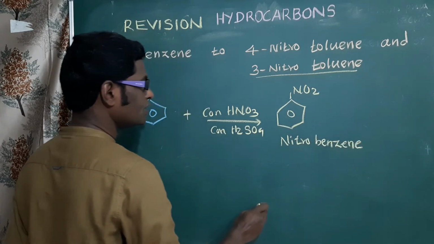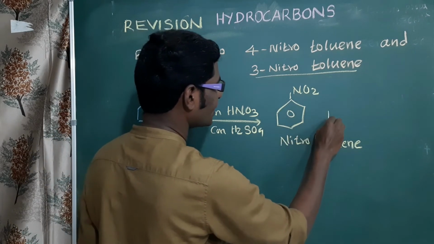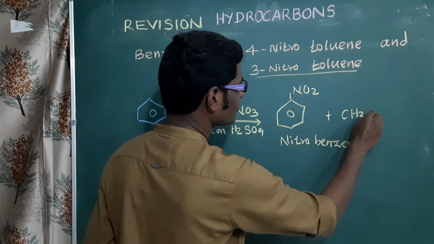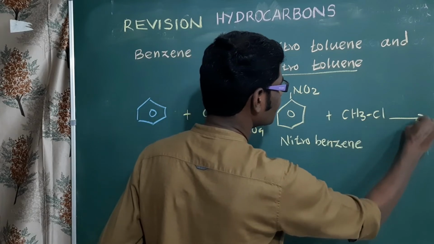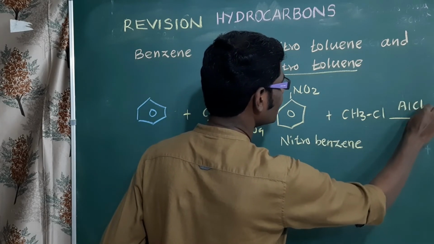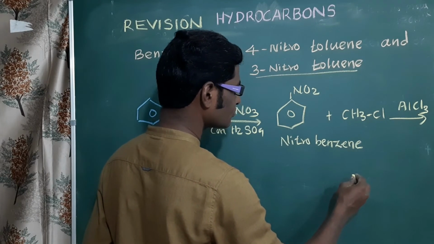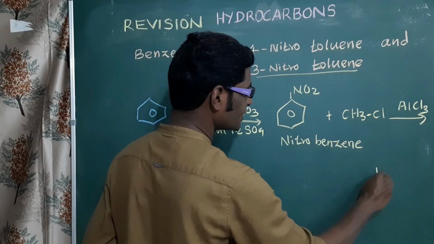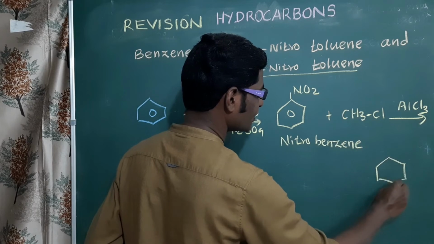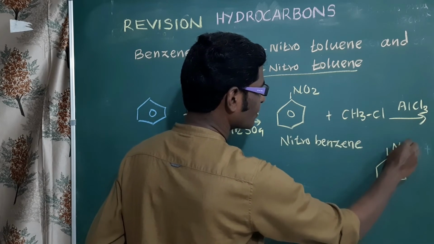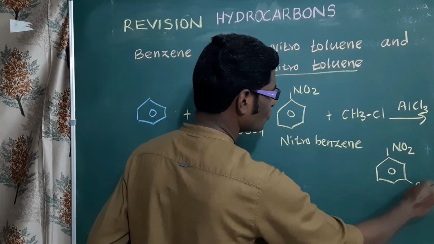This nitrobenzene, nitro group, meta directing group, when treated with chloromethane in presence of anhydrous aluminum chloride, alkylation takes place in meta position. We will get 3-nitrotoluene.